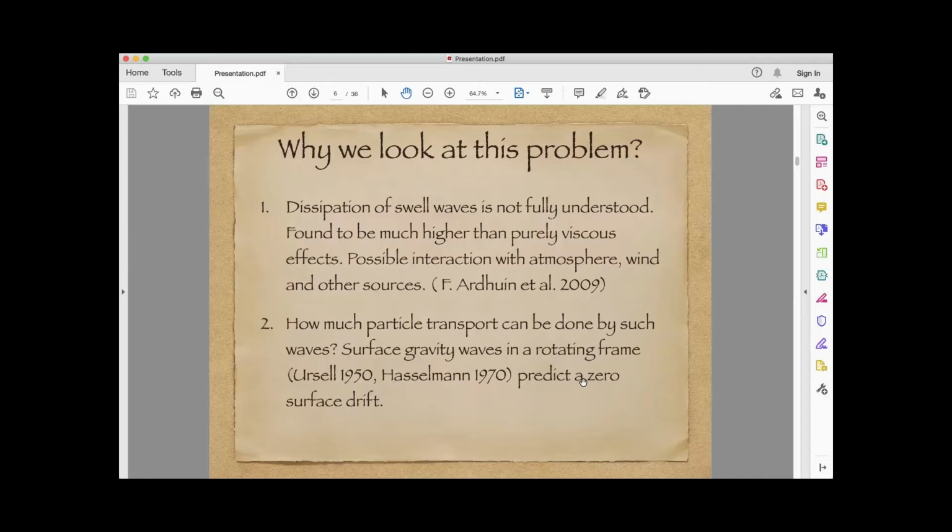Secondly, we wanted to look at this problem because of the importance of particle transport by surface gravity waves. Surface gravity waves in a rotating frame, as shown by Ursell, predict a zero surface drift because they induce a mean flow which is opposite to the Stokes drift. So it was a common belief that surface gravity waves in a rotating frame do not transport any particles. If you have any questions, you can stop me.